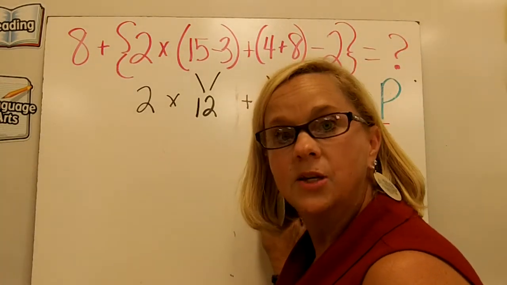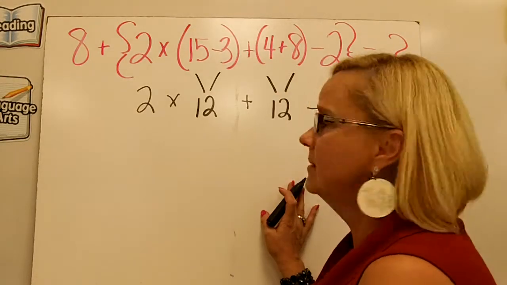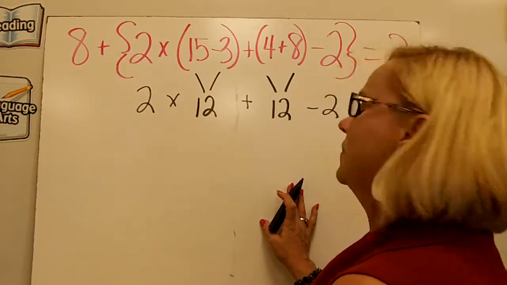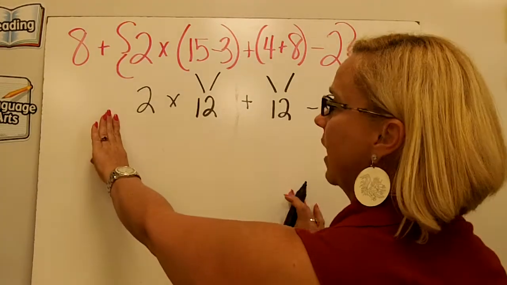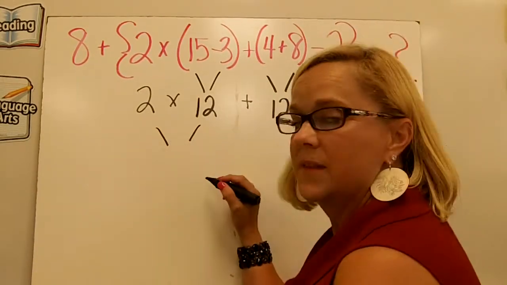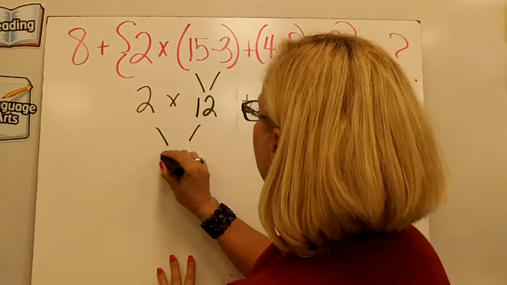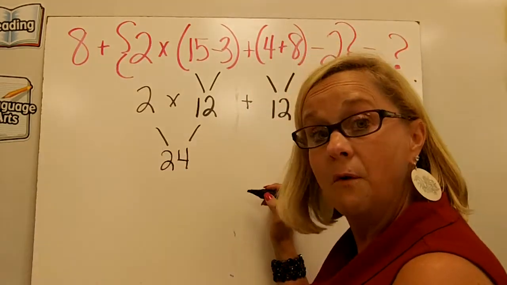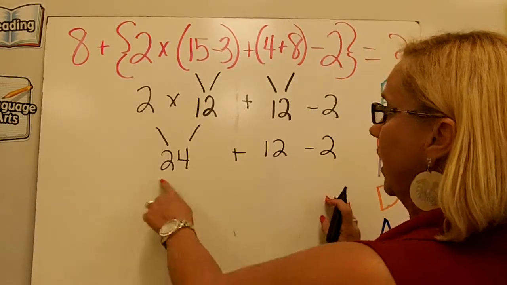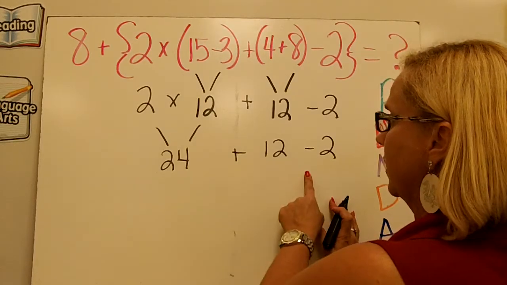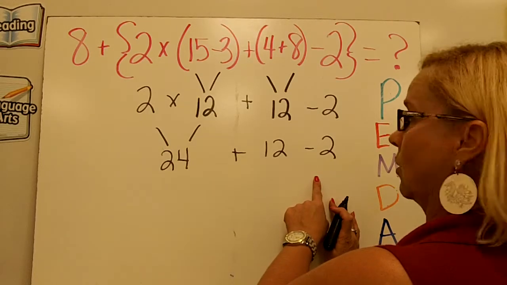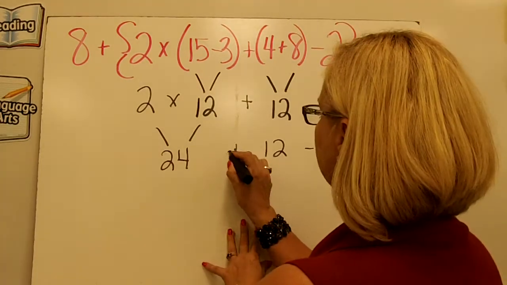My order of operations say to do parentheses first. I don't have any parentheses. Exponents is the next step. I don't have those either. My next step is multiplication. So I'm going to start on the left and move over to the right, and I have multiplication. I know that 2 times 12 is 24. Now I still have plus 12 minus 2. So now I have to solve this one. I don't have parentheses. I don't have exponents. I don't have multiplication or division, but I do have addition.